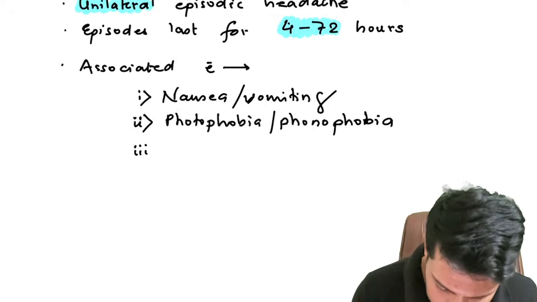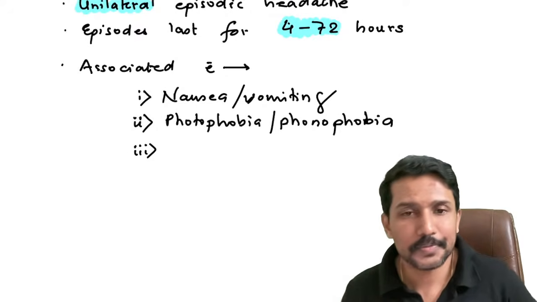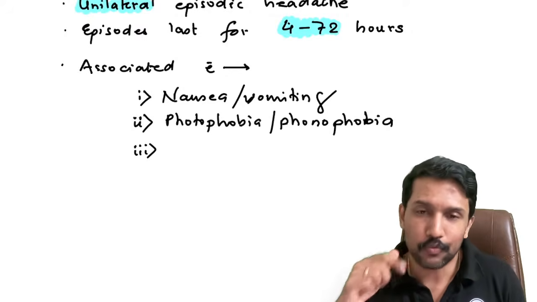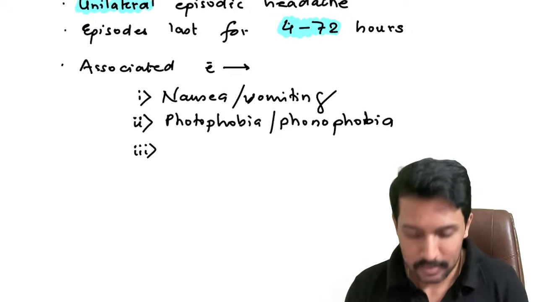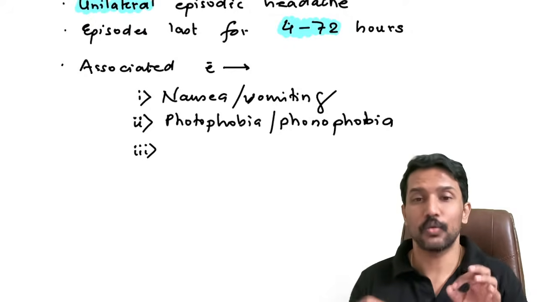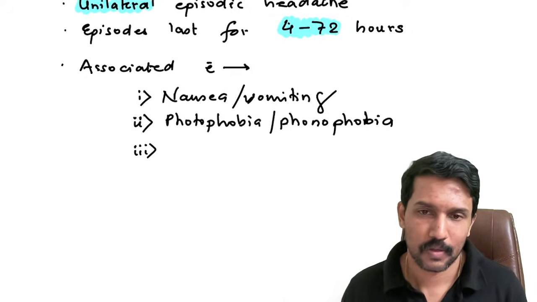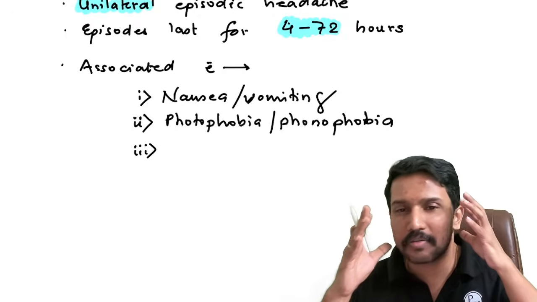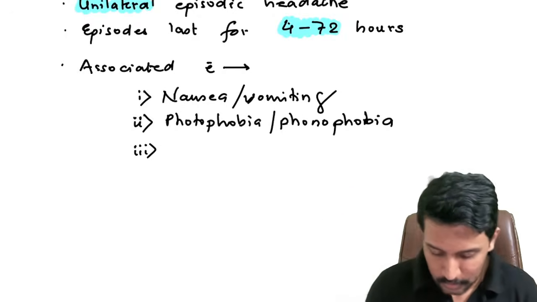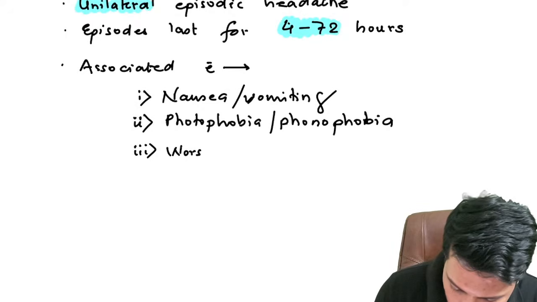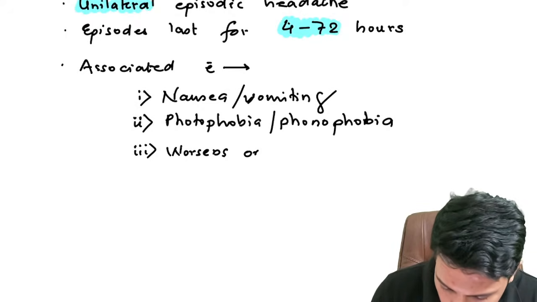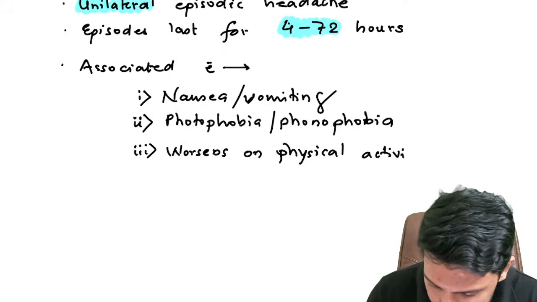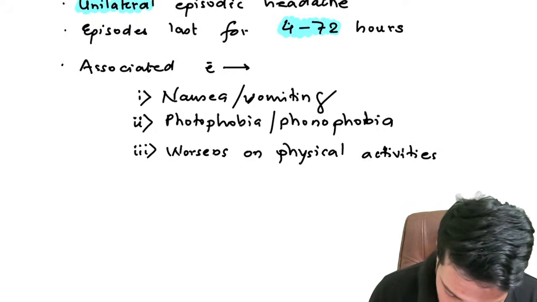Then third, how many of you have migraine here? A lot of patients with migraine often feel that their headache worsens whenever they lean forward, move their head, or try to do any physical activities. Because of that, they try to avoid physical activities, because whenever they try, the headache worsens, right? So the headache here worsens on physical activities.